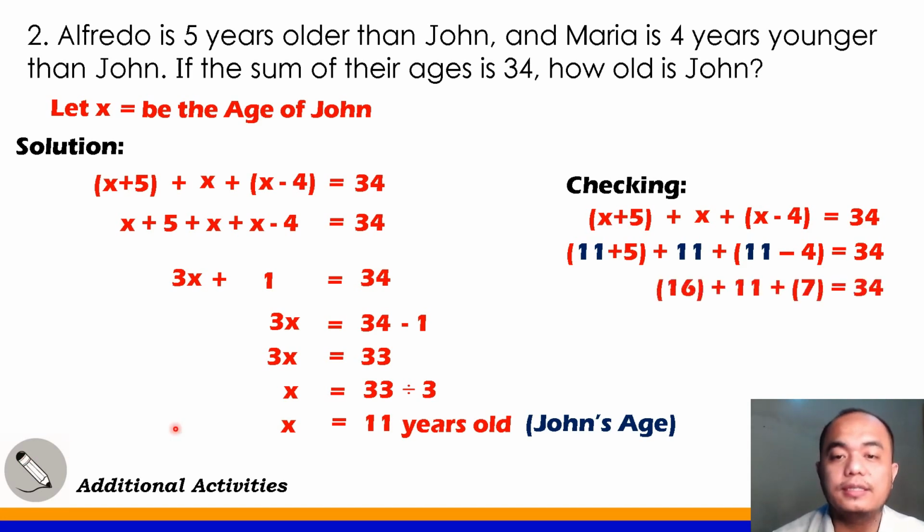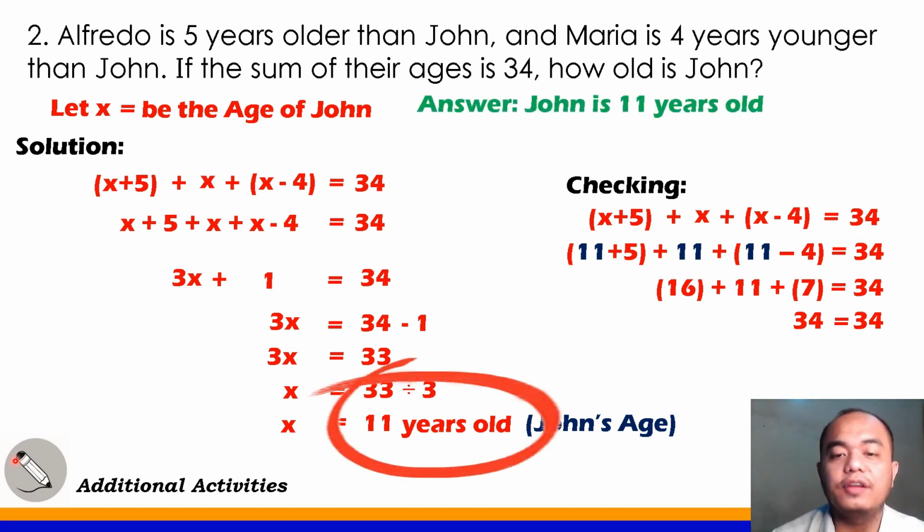So we have here 16. 11 plus 5 equals 16. Copy 11. 11 minus 4 is 7. You add 16 plus 11 plus 7 will give you 34. So tama ang ating sagot na 11 years old nga si John. Okay? So, John is 11 years old.